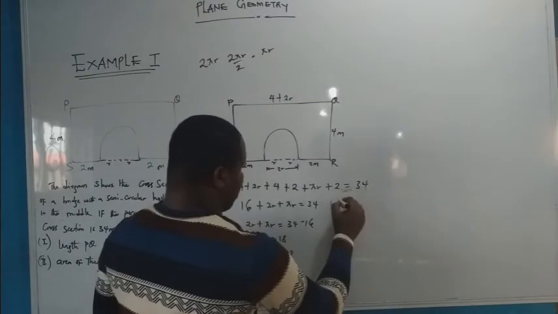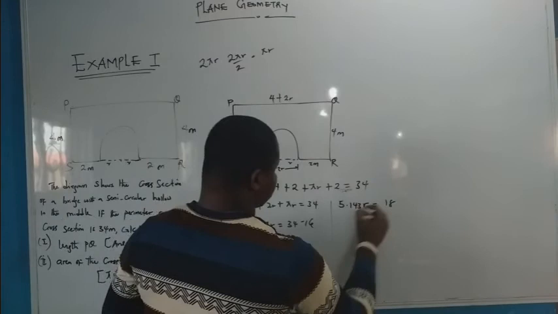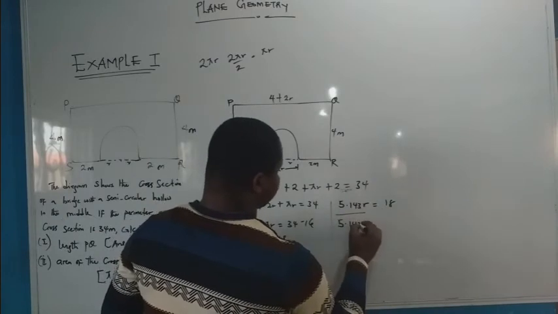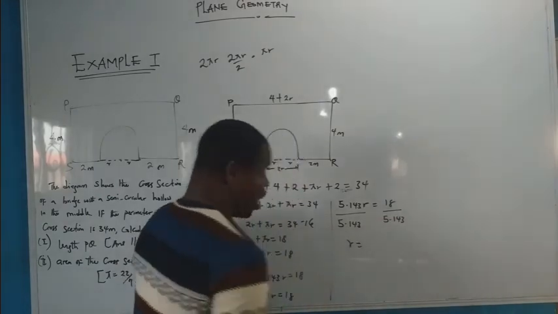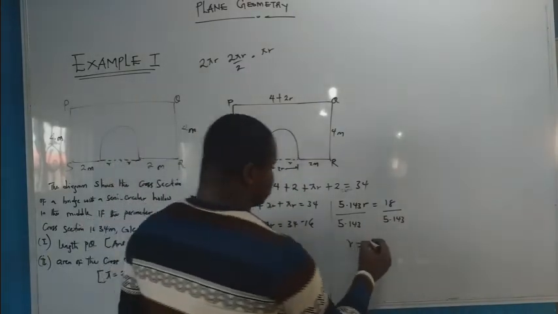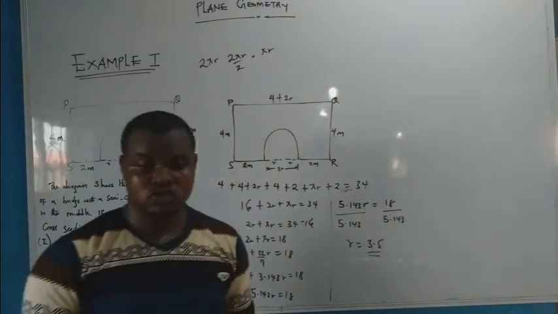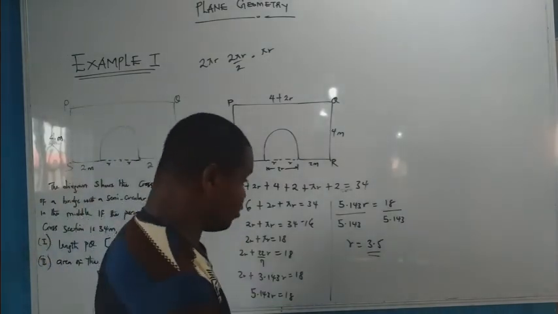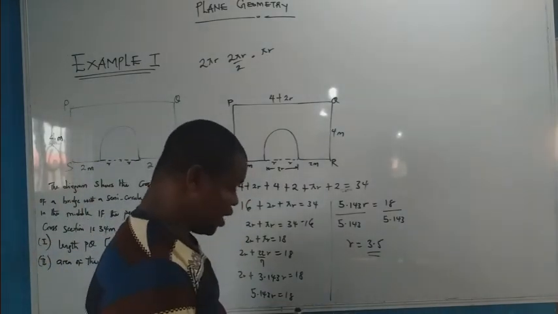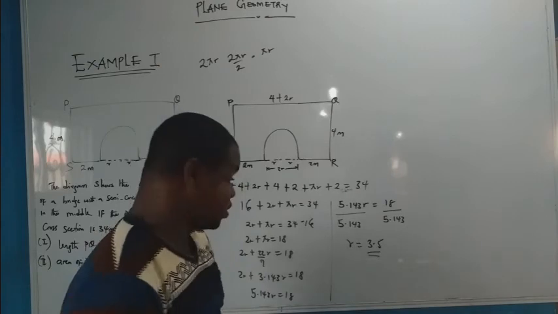So it's going to be 5.143 r is equal to 18. This is going to be 5.143. R is equal to, and when you do that, you're going to get 3.5. Use a calculator to get 3.5. Okay, so it's going to be 18 divided by 5.143, and you have 3.49, approximately 3.5.